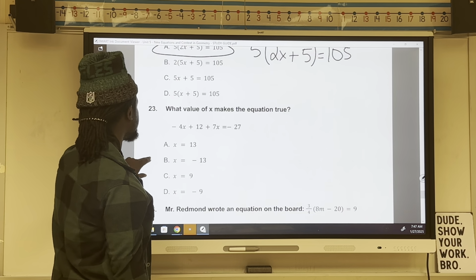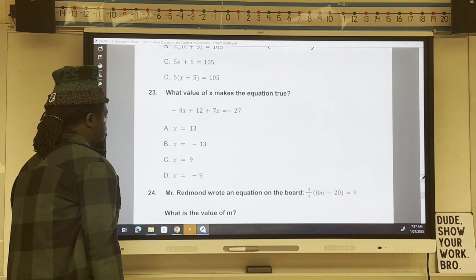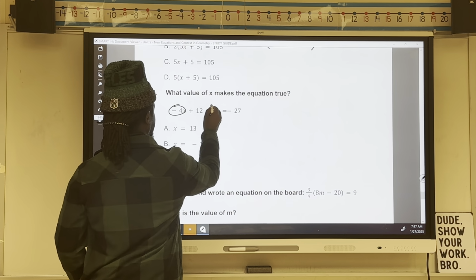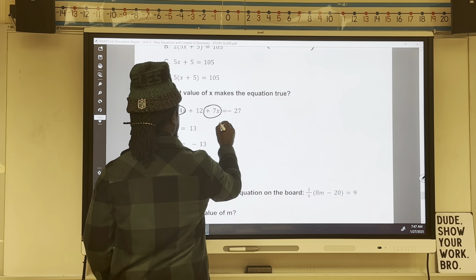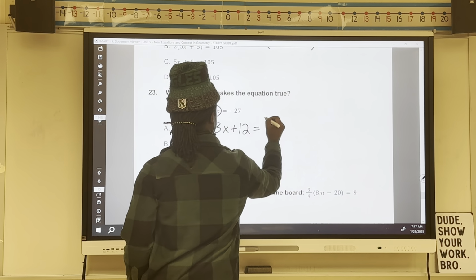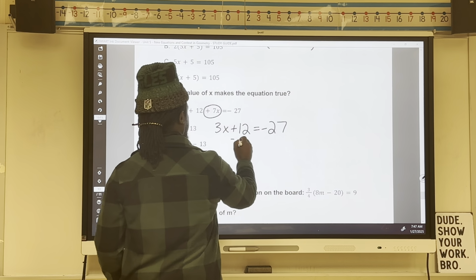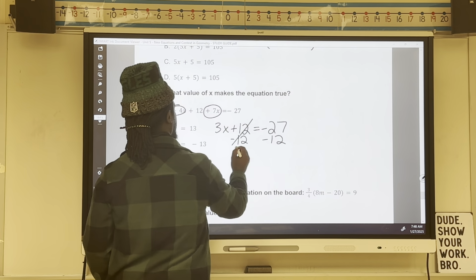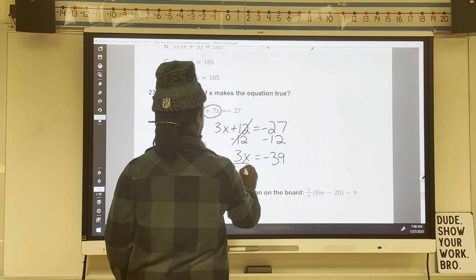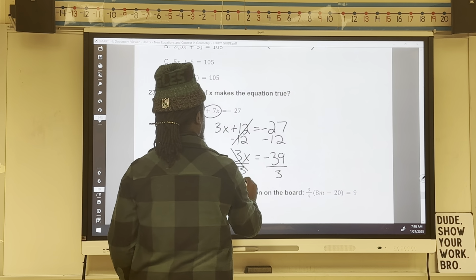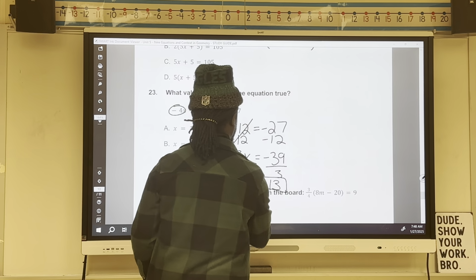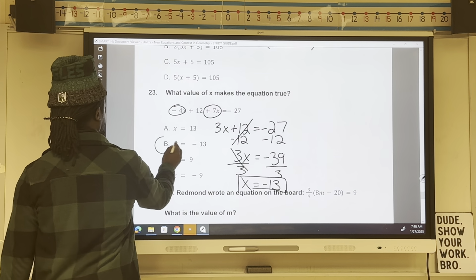All right. What is the value that makes these true? I just have to solve for x. I do so by combining these like terms. When I combine those, that's going to give me 3x plus 12 equals negative 27. Then I subtract 12. That cancels, leaving me with 3x equals negative 39. Divide by 3. x equals negative 13. Okay, and that's my answer.